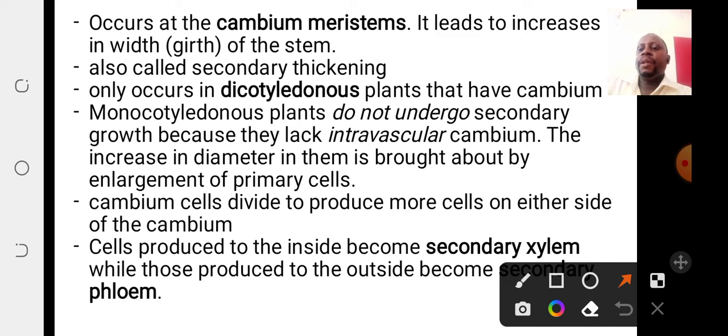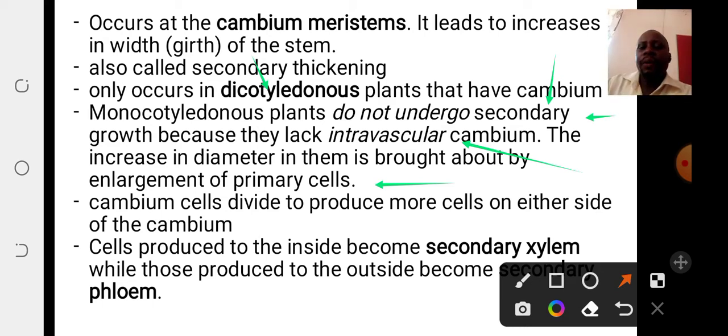It occurs only in dicotyledonous plants that usually have a cambium. Monocotyledonous plants do not undergo secondary growth because they do not have cambium or intravascular cambium. So the increase in diameter found in monocotyledonous plants like coconut, maize, sugarcane is brought about by enlargement of the primary cells, in that we are saying there is no secondary growth.